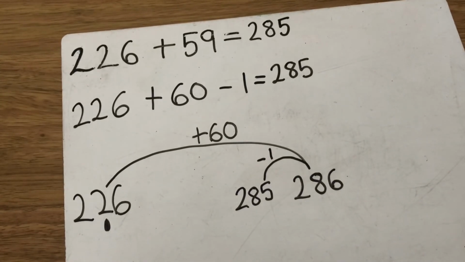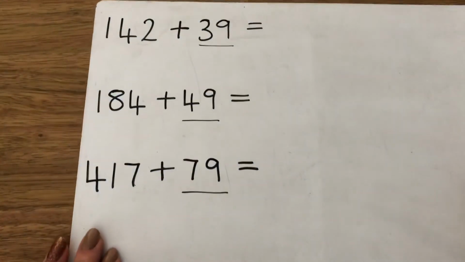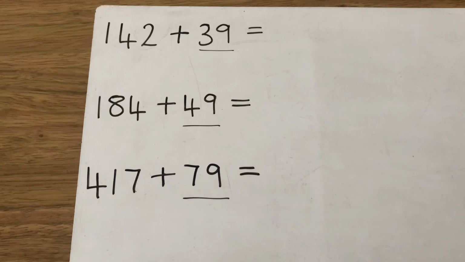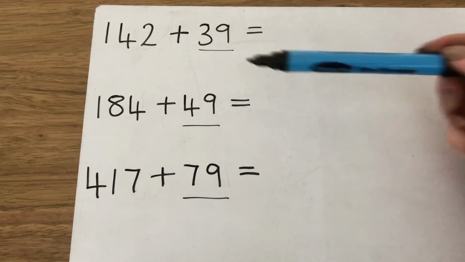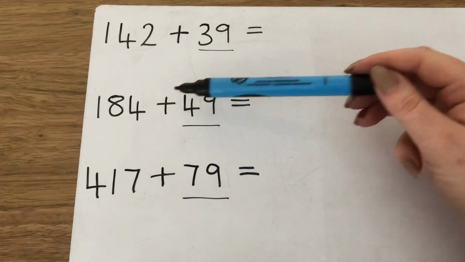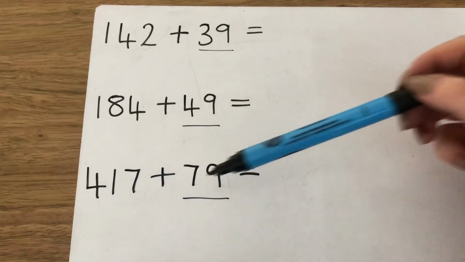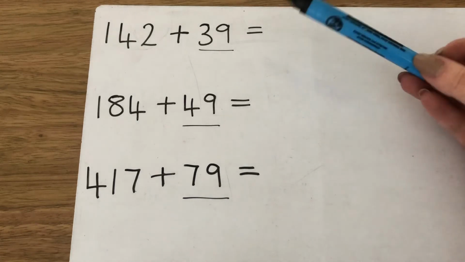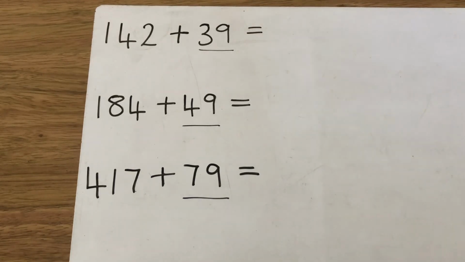We've practiced it a few times, and then I've got these for you. We've got 3 questions here: 142 add 39, 184 add 49, and 417 add 79. Again, looking at those numbers, which multiple of 10 are they close to? What are you going to add to get to that multiple of 10? And don't forget, you need to subtract that extra 1. So go through, have a little practice, and thanks very much for watching.